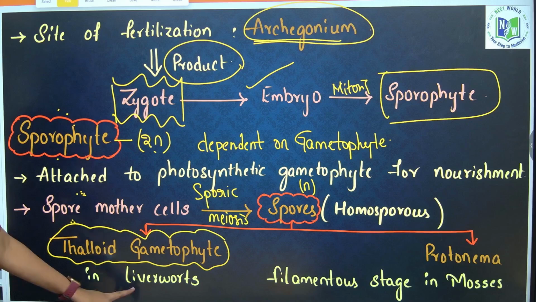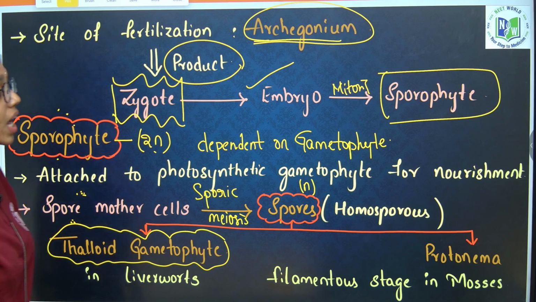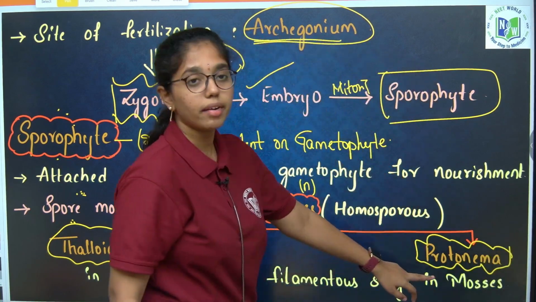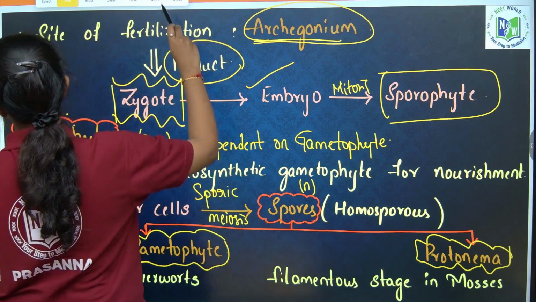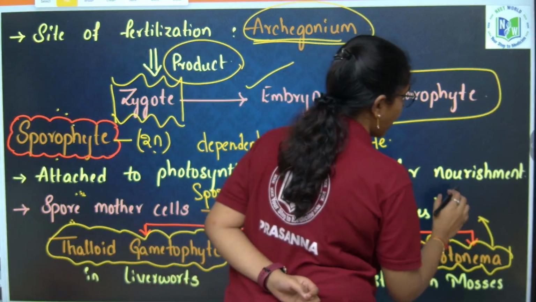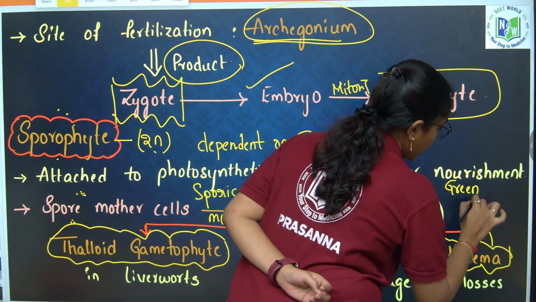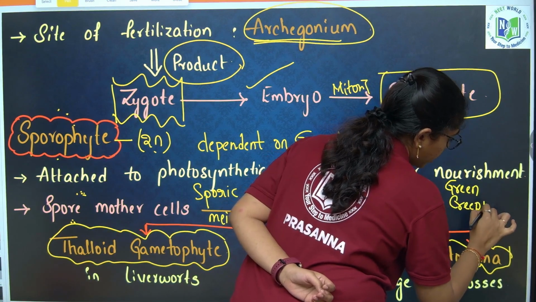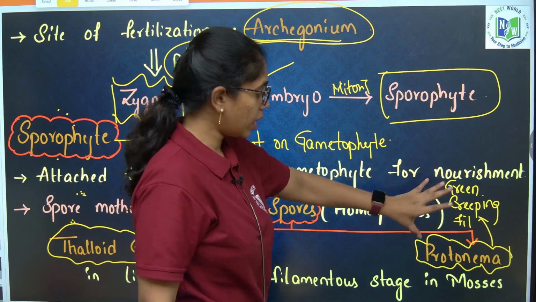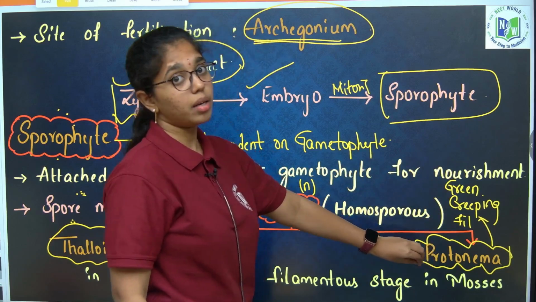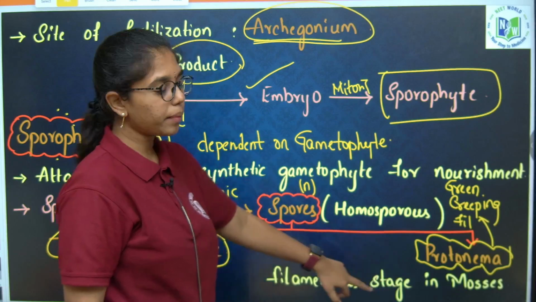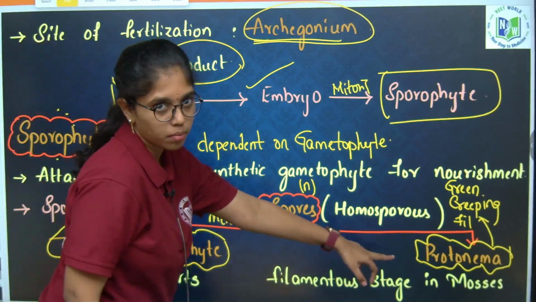Spores will develop into what? Thalloid gametophyte in liverworts. In mosses, they develop into protonema. Protonema is the primary gametophytic structure. We describe protonema as a green creeping filamentous structure, and from the lateral buds of protonema, the leafy gametophytic structure will arise in mosses. Clear beta? We will discuss more clearly in mosses.